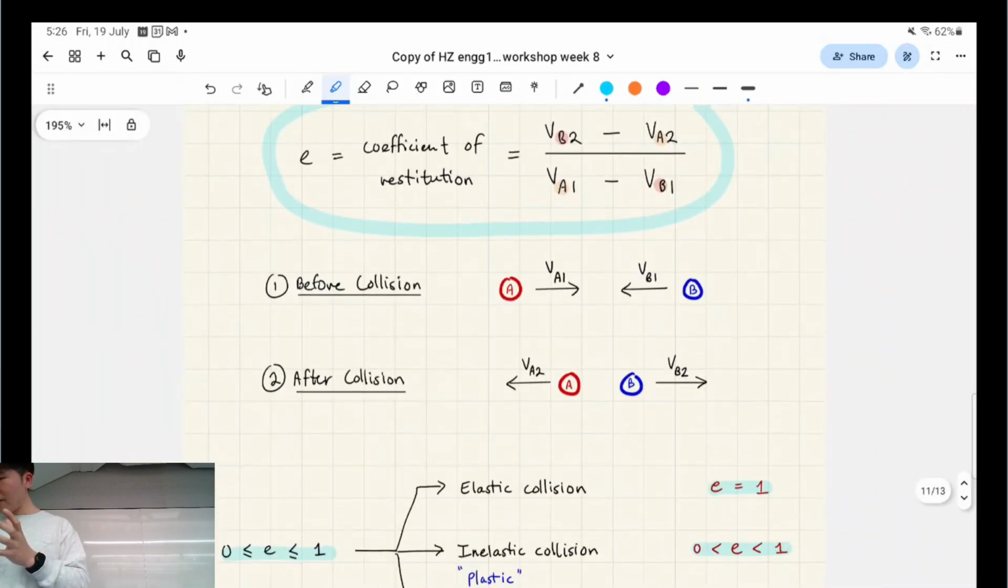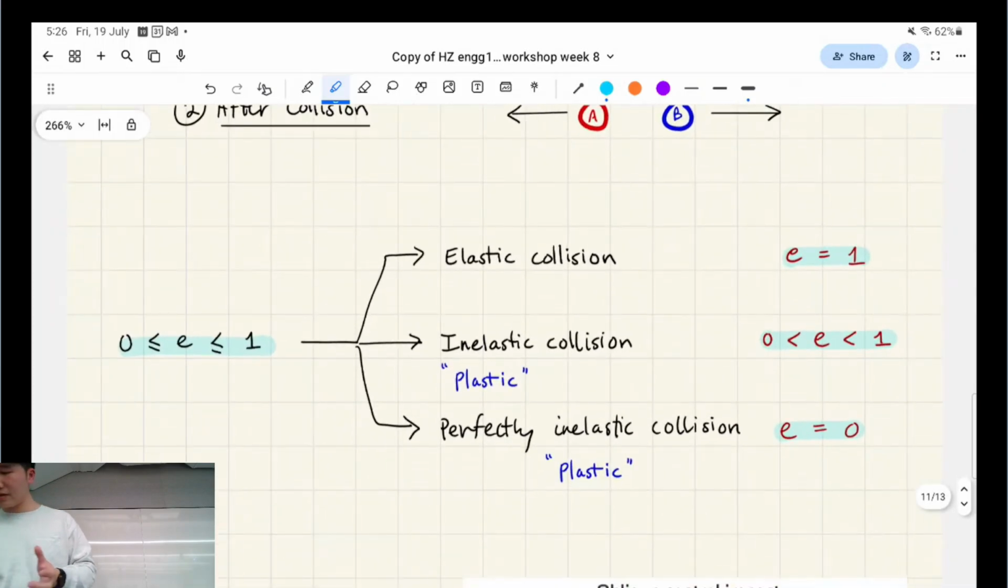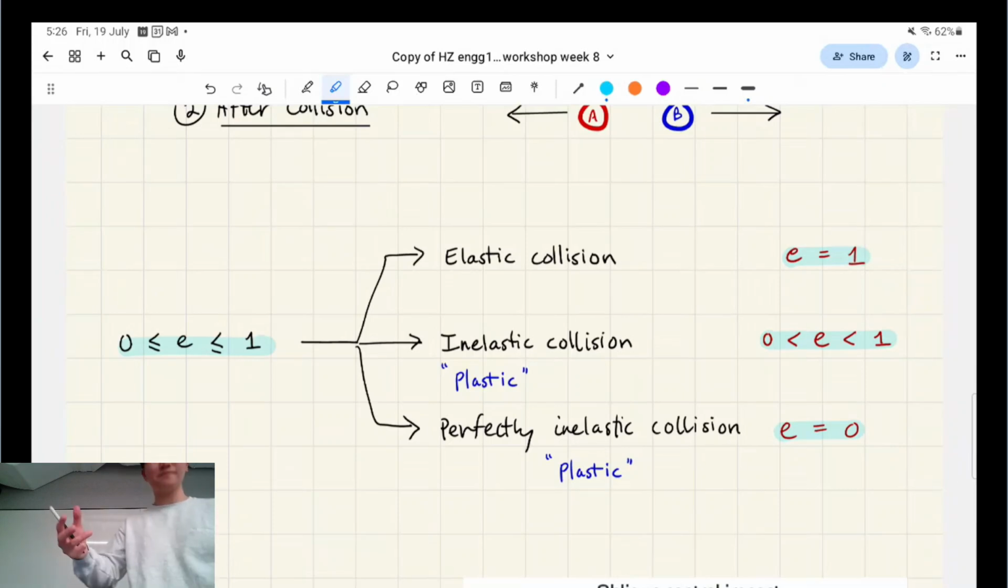But then if e is some number between 0 and 1, it's called an inelastic collision or a plastic collision, something like that. And this is where a portion of its net speed in that system is lost, right? Due to that collision or whatever, right?